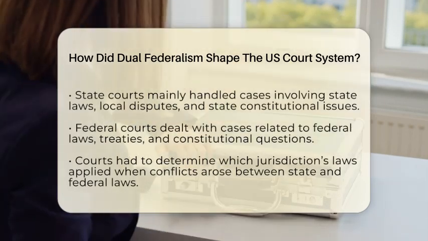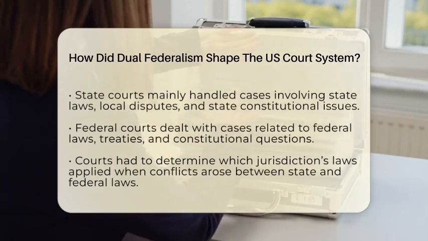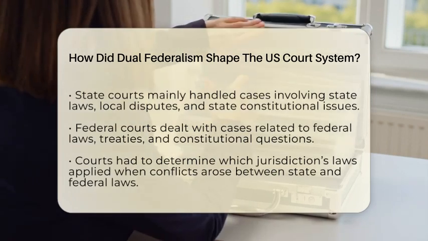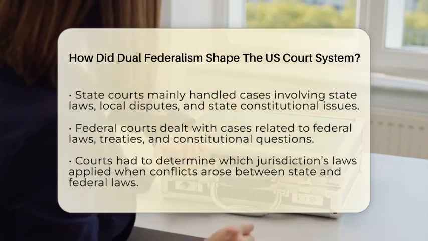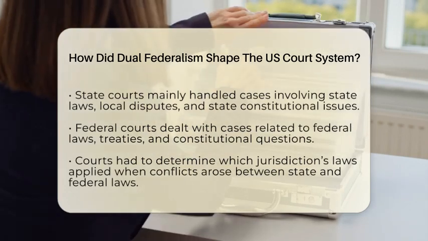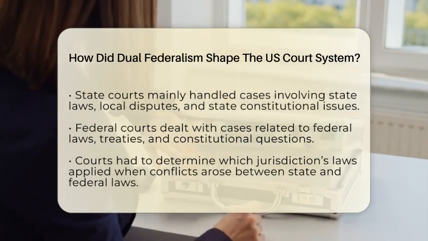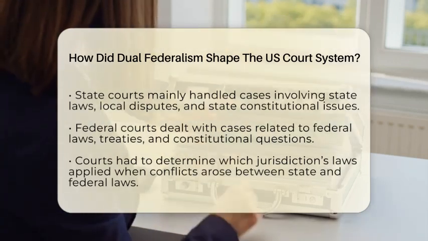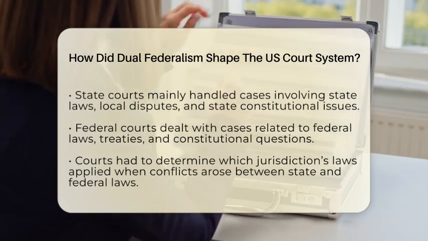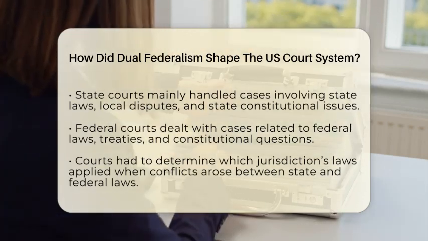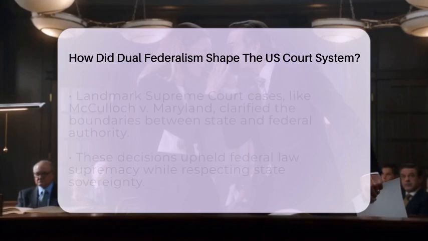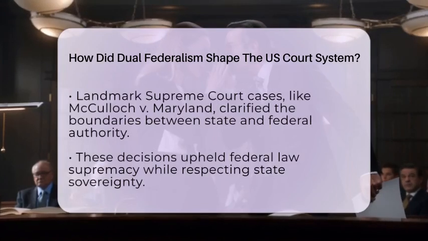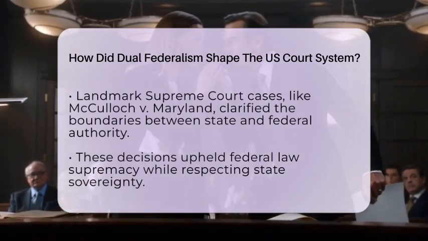In the judicial realm, dual federalism reinforced the idea that courts at the state and federal levels would operate independently within their respective domains. State courts primarily handled cases involving state laws, local disputes, and issues related to state constitutions. Federal courts, on the other hand, dealt with cases involving federal laws, treaties, and constitutional questions. This separation meant that conflicts between state and federal laws often required courts to determine which jurisdiction's laws took precedence, leading to a complex but organized legal hierarchy.